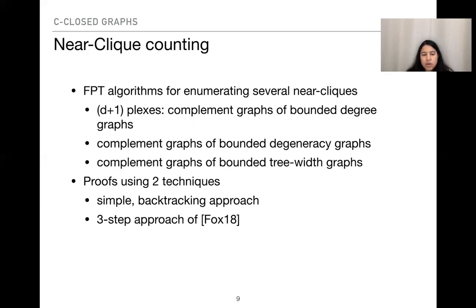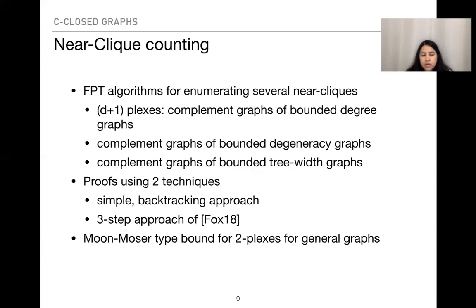And then we also show proofs using the three-step approach of Fox et al. We'll look briefly at what this approach is. Both of these approaches have their own advantages. The first one has the advantage that it is closer to what we observe in reality. And so in some sense, it gives us a better theoretical understanding of why these algorithms are working well in practice, and it helps to bridge that gap. Whereas the three-step approach, for certain cases, can give us FPT algorithms, even in cases where we may not know a backtracking algorithm for that problem. And sometimes it can even lead to slightly tighter bounds.